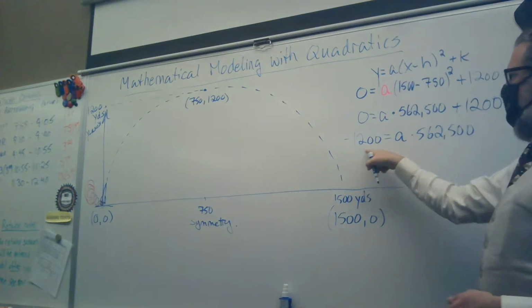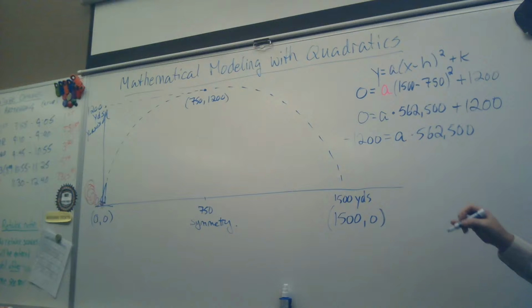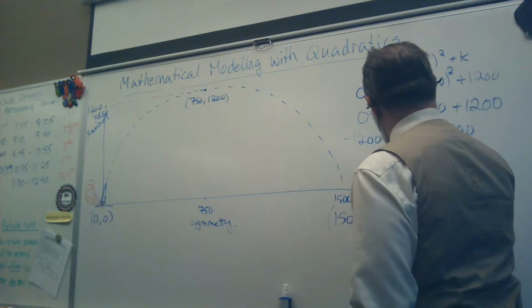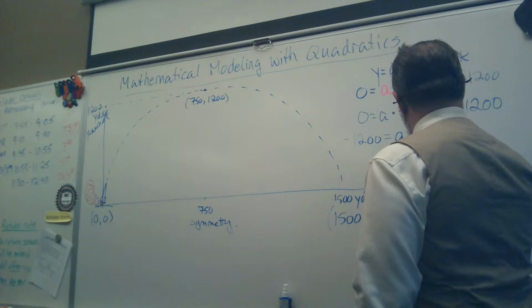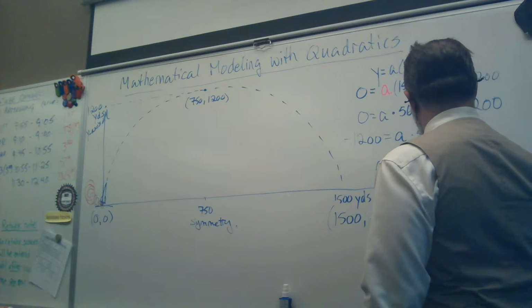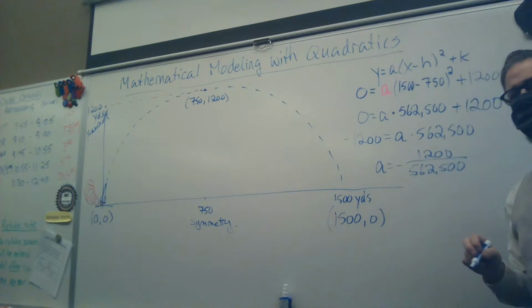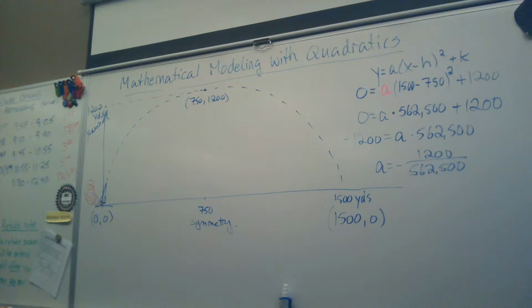562,500. We're going to divide both sides by 562,500. A equals negative 1,200 over 562,500. Put those calculators down. Don't even think about touching your calculator right now, because we're going to take a little nostalgic trip back to the 4th grade. Wouldn't 1200 stay negative?